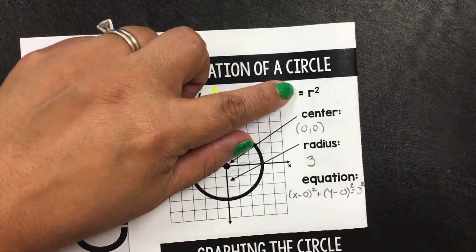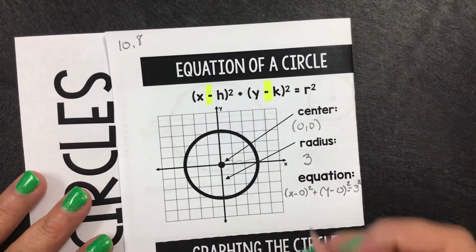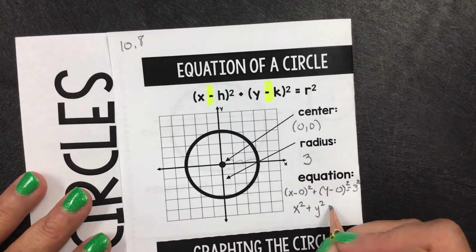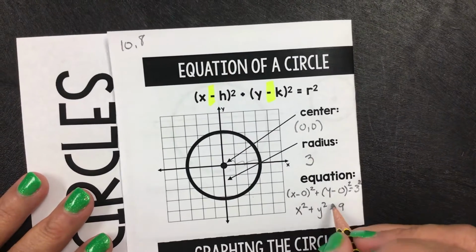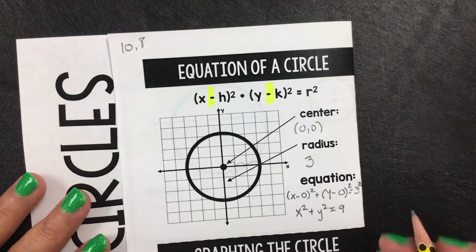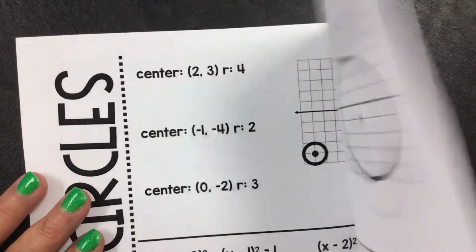So this is how I would like for you to do it in the homework. Please write 3 squared, even though you could do it in your head. The equation is x squared plus y squared is equal to 9. That final equation. Well, we don't need to write minus 0. So that's why we don't have to write it on the final equation. Let's take a look inside.